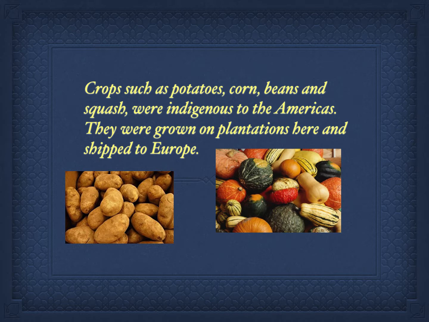And so these 4 crops actually lead to a population increase, a population boom in Europe. In fact, they call it the agricultural revolution in Europe. That starts to happen by about the 1700s. So it's really interesting. So again, these crops are highly nutritious, high calorie, and they're grown on plantations in the Americas, and then they ship to Europe.